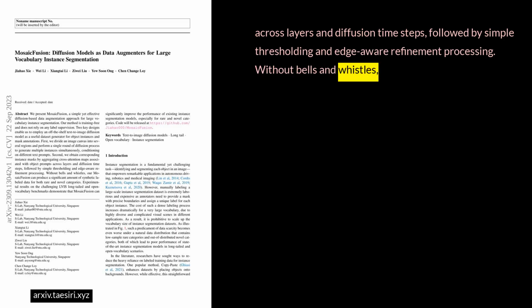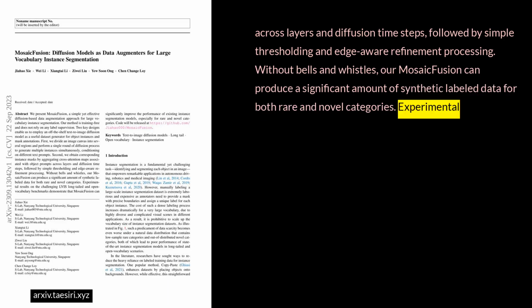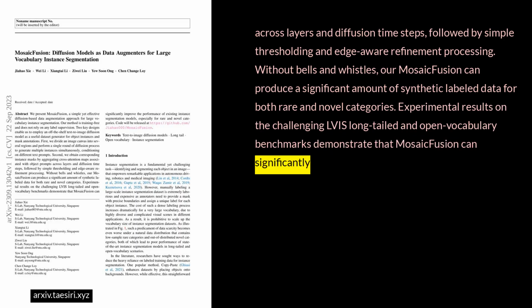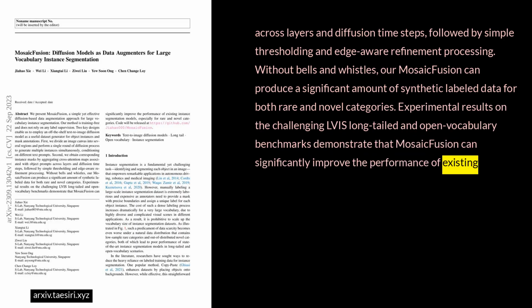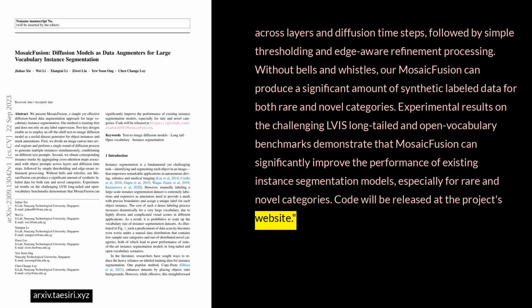Without bells and whistles, our MosaicFusion can produce a significant amount of synthetic labeled data for both rare and novel categories. Experimental results on the challenging LVIS long-tailed and open vocabulary benchmarks demonstrate that MosaicFusion can significantly improve the performance of existing instance segmentation models, especially for rare and novel categories. Code will be released at the project's website.